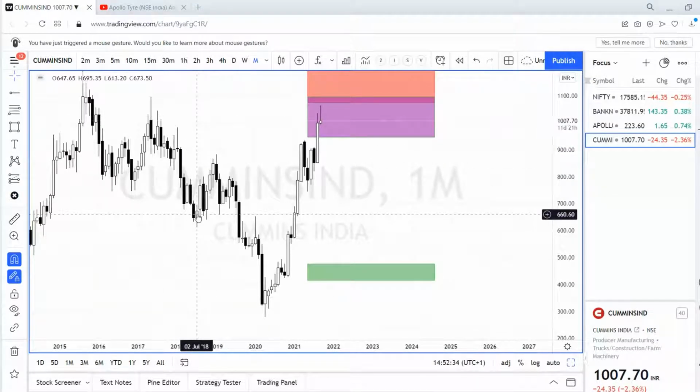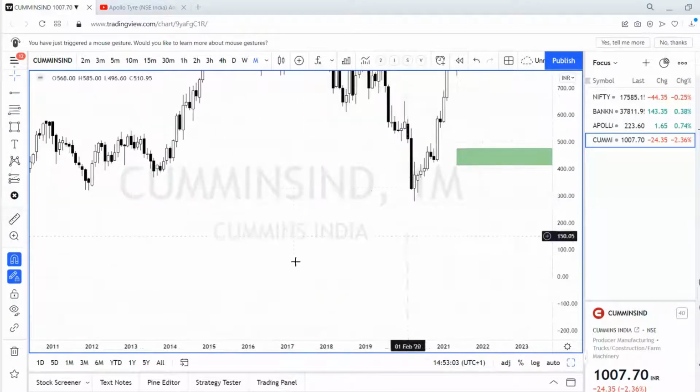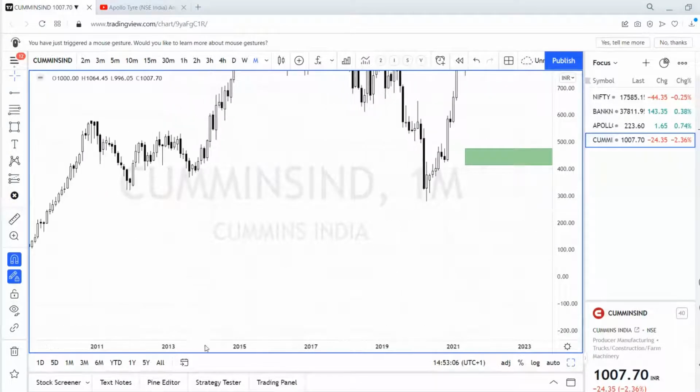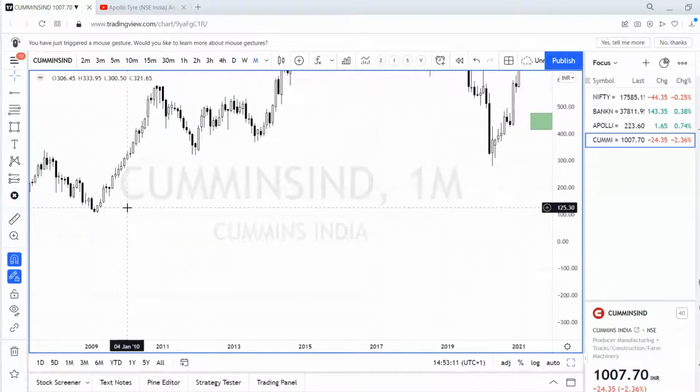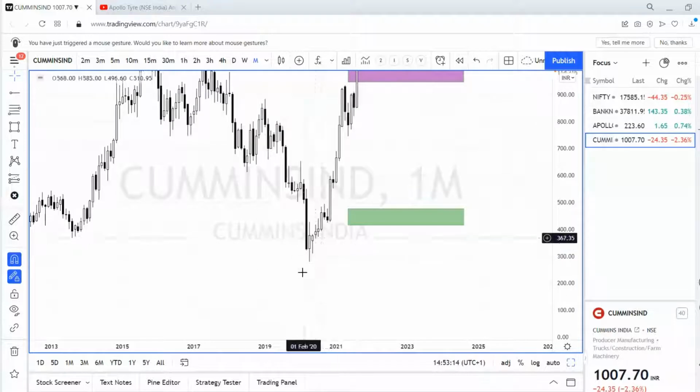Then the price started moving down. Then there was a little bit of buying here because people found the price cheap. So price started moving up, and then here again profit booking happened because people didn't find this stock worthy enough to carry forward. I'm talking about the institutions. So from here, the stock started dropping again, and it dropped up to this level, which was in February 2020.